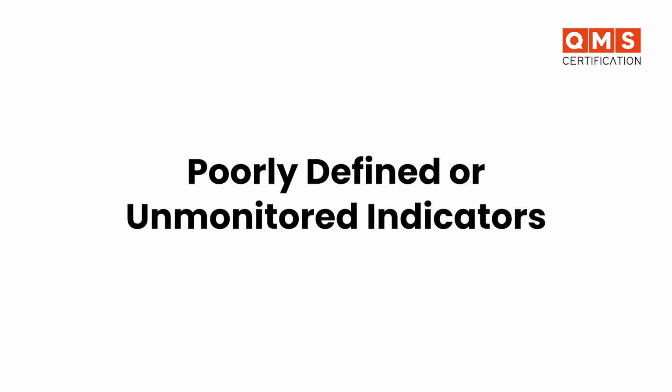Number 3, poorly defined or unmonitored indicators. Now, tell me something. Does your company have well-defined quality indicators? And more importantly, are they really monitored? One of the most common mistakes in auditing is to find indicators that are not up to date, with old data or without any follow-up.